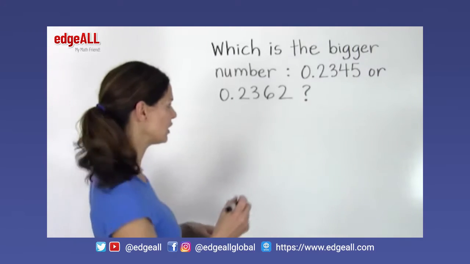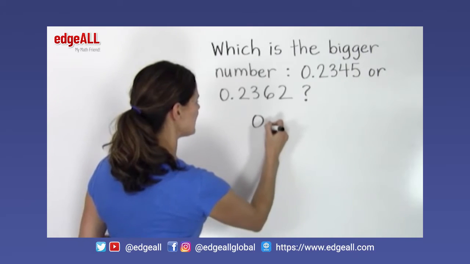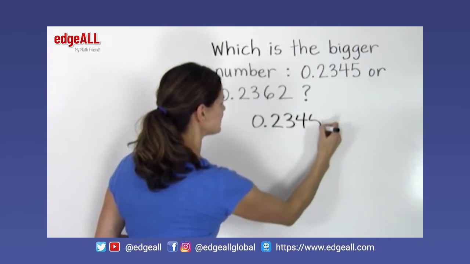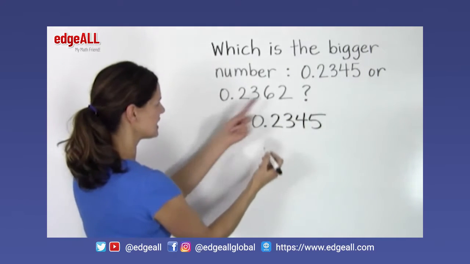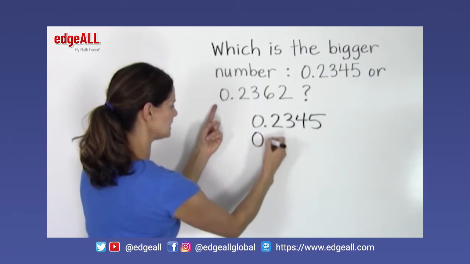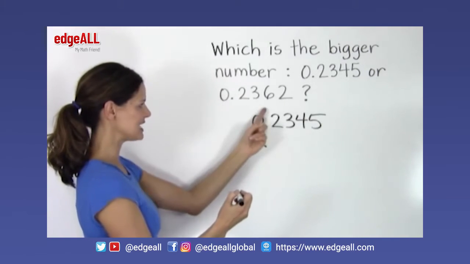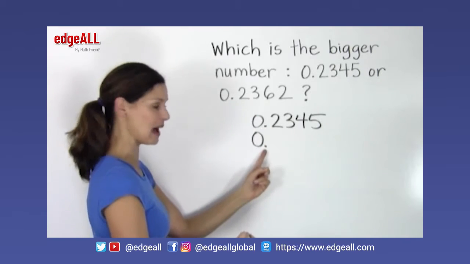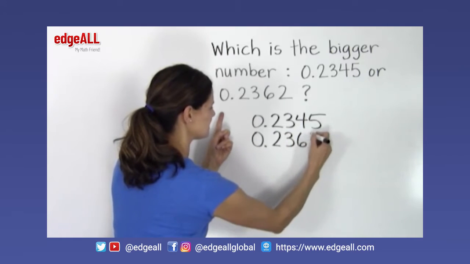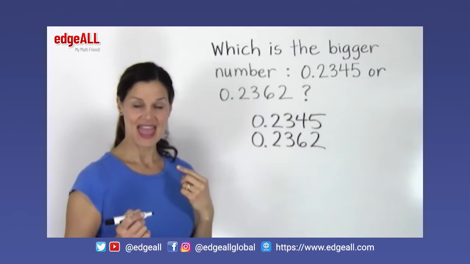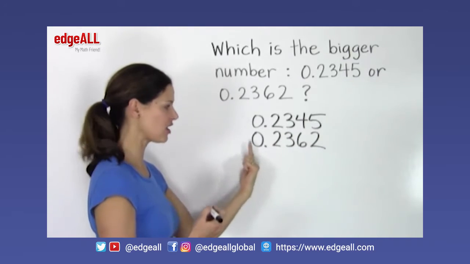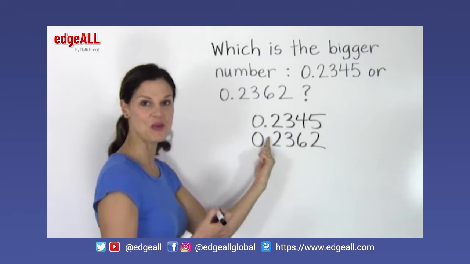So if we're going to look at place value to order these and see which one is bigger and which one is smaller, the first thing I want to do is line them up vertically with their decimal points in the same place. So I have my 0.2345, and then I'm going to line up right below it the next number, 0.2362, with the decimals lined up. And we're going to start on the left and compare each number one by one.